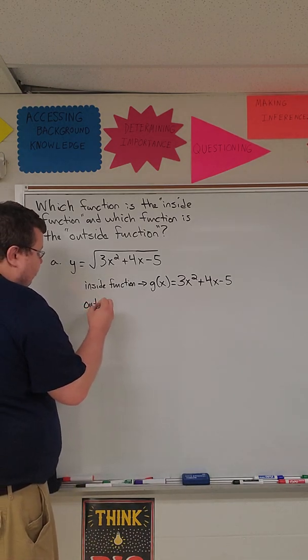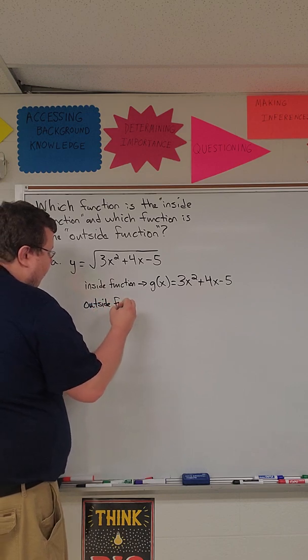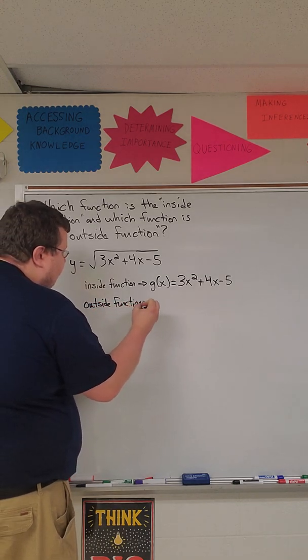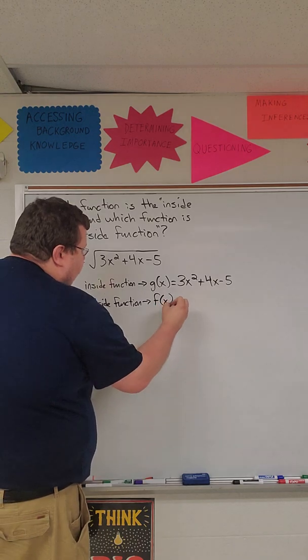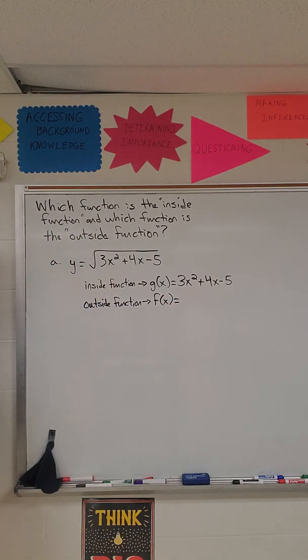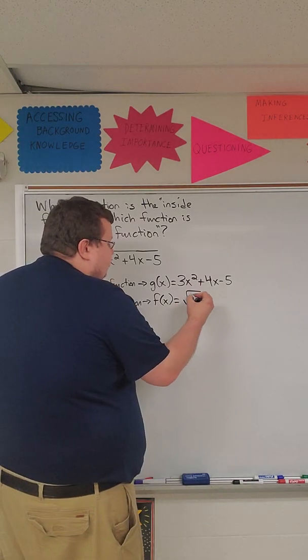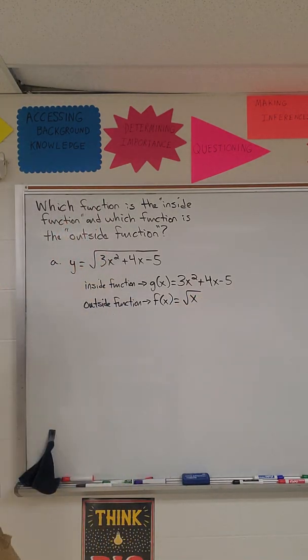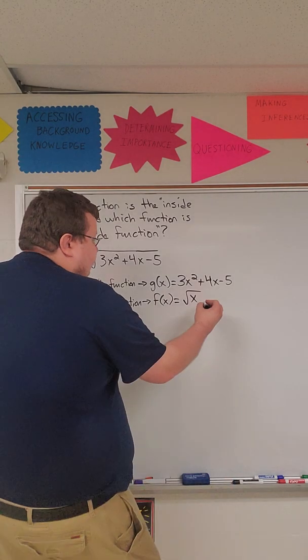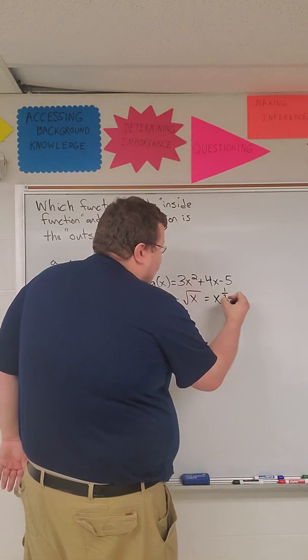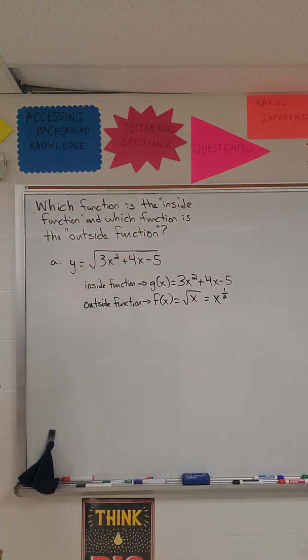Our outside function, that's going to be our f of x. That's being plugged into a square root function, so the outside function will be the square root of x. Okay? Which we could even think of as x to the 1/2 power, so that we could power rule that if we wanted to take the derivative of it. Okay, so that's an example of inside outside.